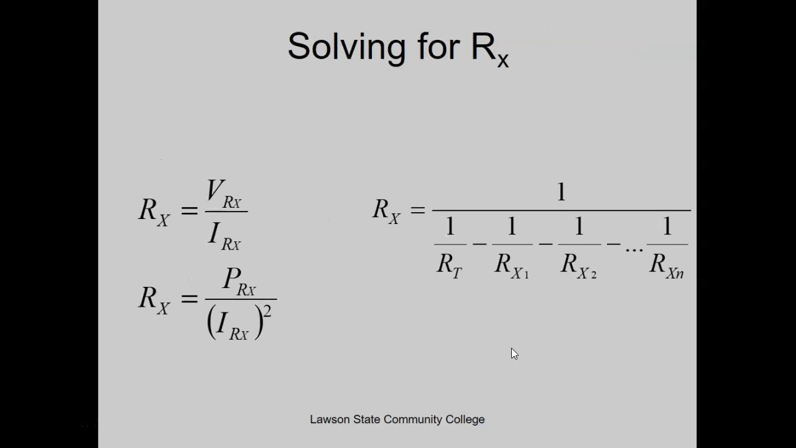So solving for R of X. R of X means that if you have a resistor in the circuit that you do not know, you can do voltage divided by current if you know those. You can do power divided by current squared if you know that. Or instead of adding in your flip, add, flip, you can subtract. So flip, subtract, flip. There you go.